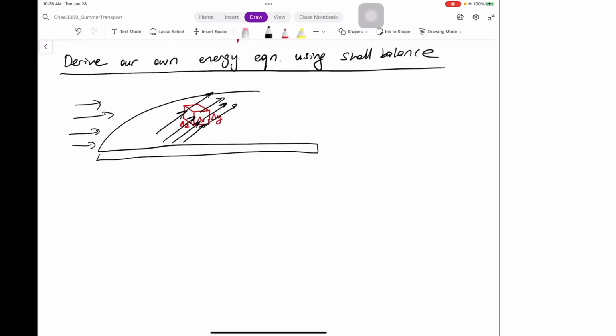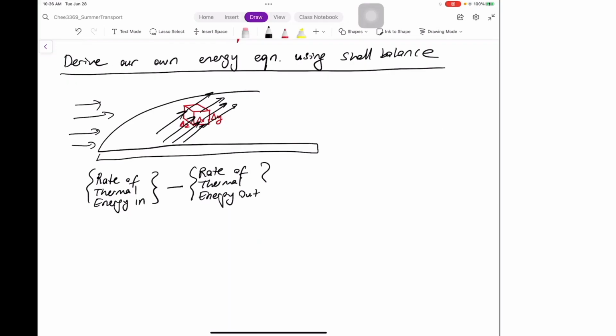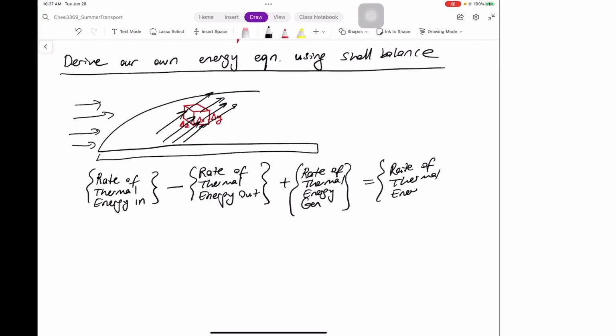Okay, so let's do shell balance. Rate of thermal energy in minus rate of thermal energy out plus rate of thermal energy generation is equal to rate of thermal energy accumulation.